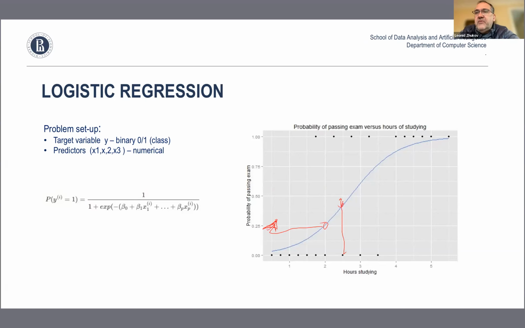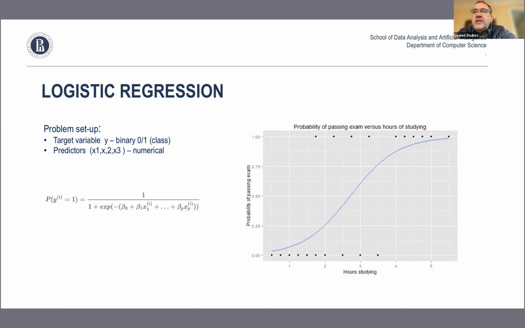If somebody studied for, let's say, 2.5 hours, they have like a 40% chance to pass the exam. And somebody who studied for 4 hours will have probably like an 80% chance of passing the exam. So instead of just a binary class, pass or fail, we have a classifier that tells us the probabilities to pass and fail.